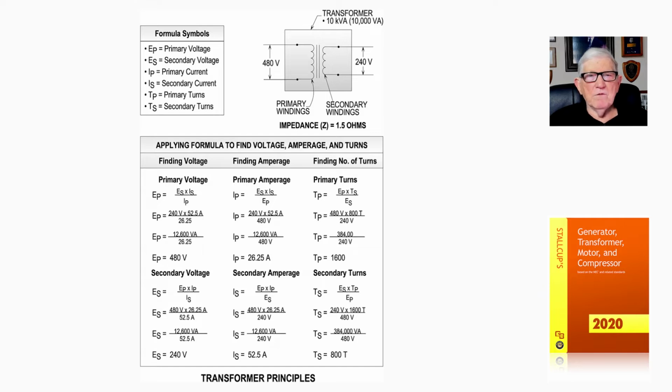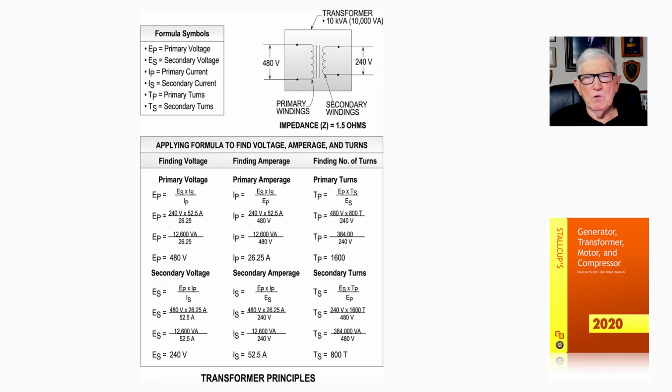Now, notice in the formula symbols, we have EP, primary voltage, ES, secondary voltage, IP, primary current, IS, secondary current, TP, primary turns, TS, secondary turns. And then notice the transformer, we have 10 kVA, and multiply that by 1,000, get rid of the K and get it into VA, that'd be 10,000. And then we have a 480 volt primary and a 240 volt secondary, and we're going to work from this.